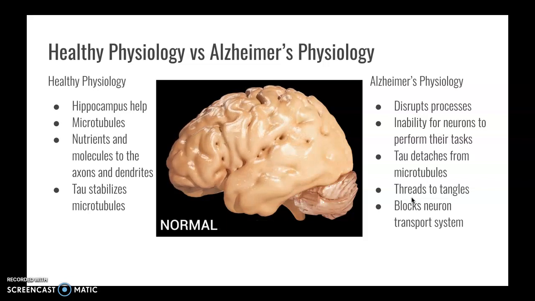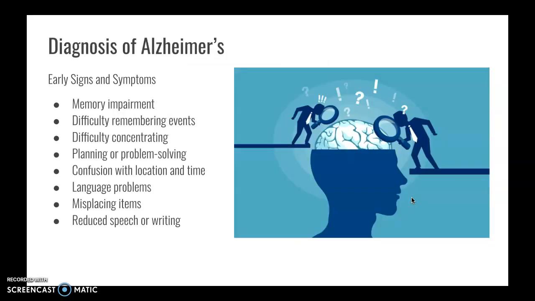So, the diagnosis. There are numerous early signs and symptoms of Alzheimer's disease that can be identified early on, including memory impairment, such as difficulty remembering events, difficulty concentrating, planning or problem solving, and finishing daily tasks at home or work. Confusion with location and time, and visual or spatial difficulties, such as not understanding where you're driving, getting lost or misplacing items, and language problems such as word finding problems.